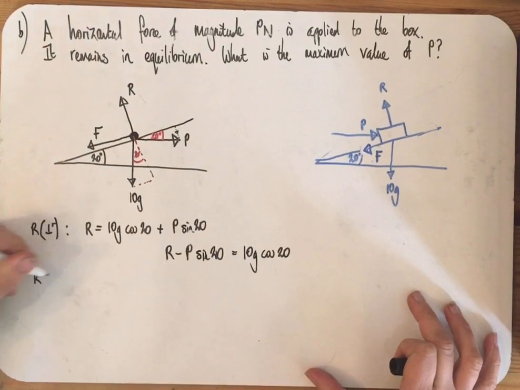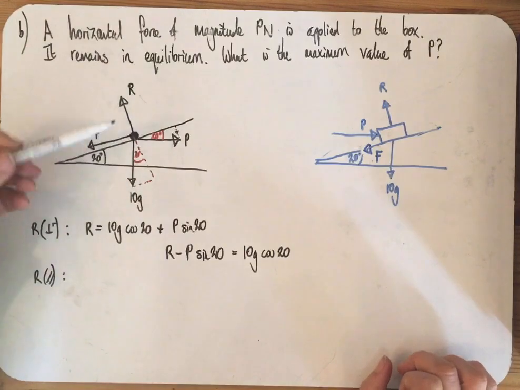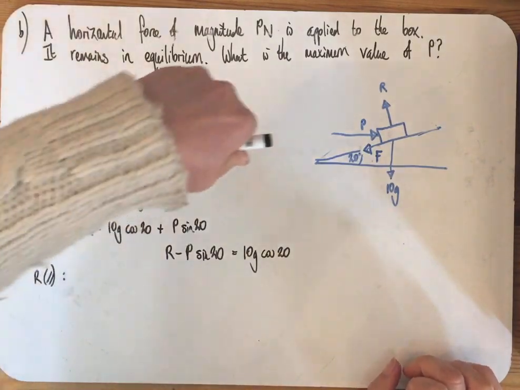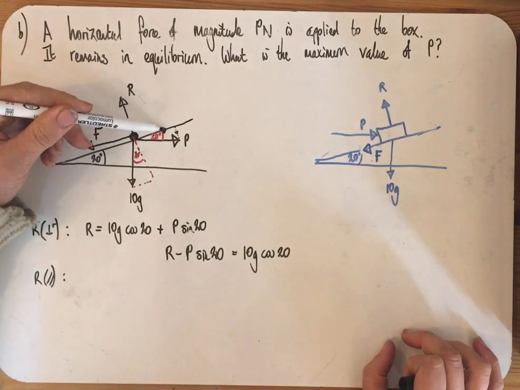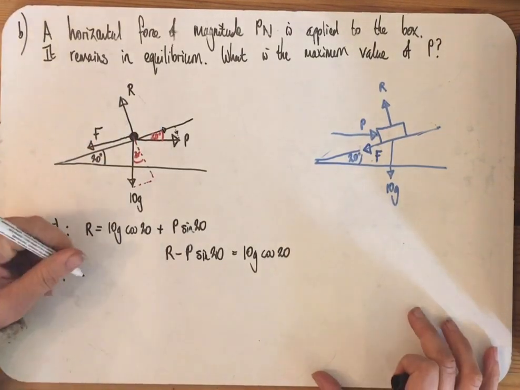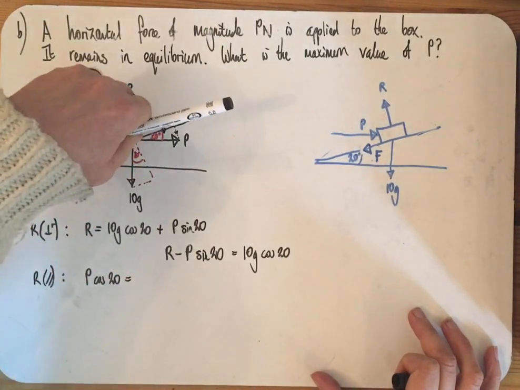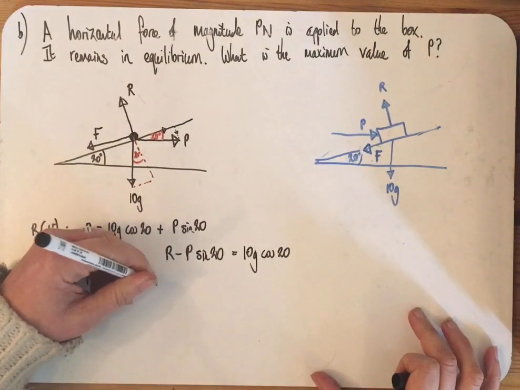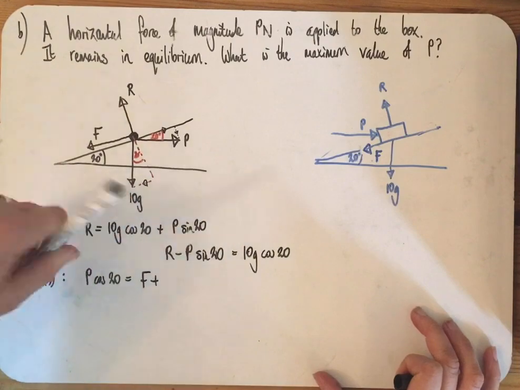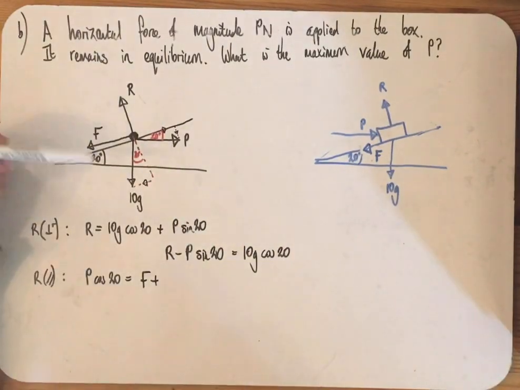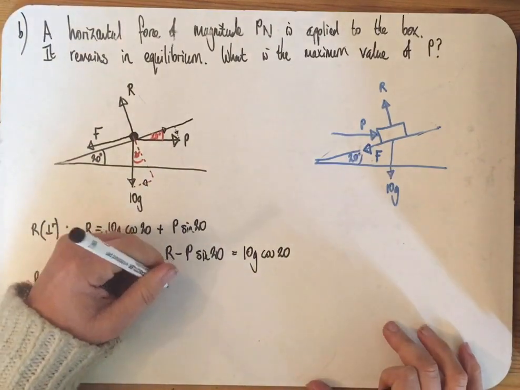And then resolving parallel, so anything going this way needs to equal anything going this way. So acting up the plane here, I've got P cos 20. That needs to equal F plus this bit here, which is acting in the opposite direction to P cos 20, and that is 10g sine of 20 to get to the opposite.